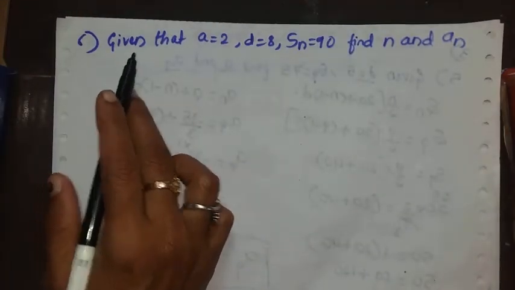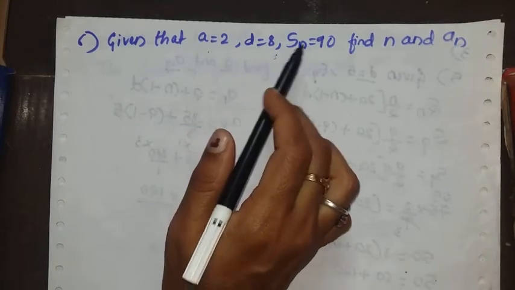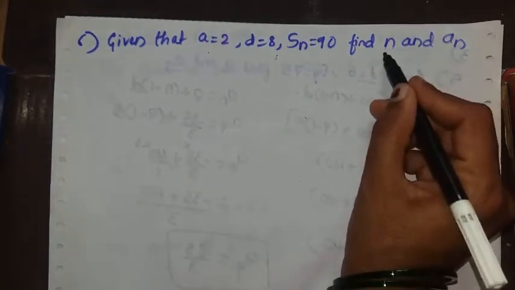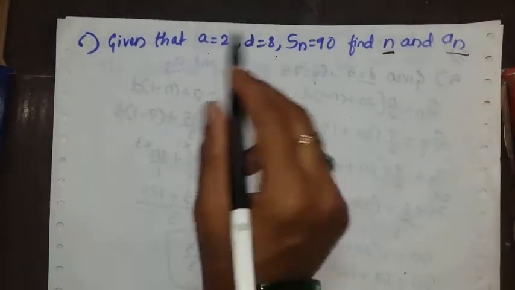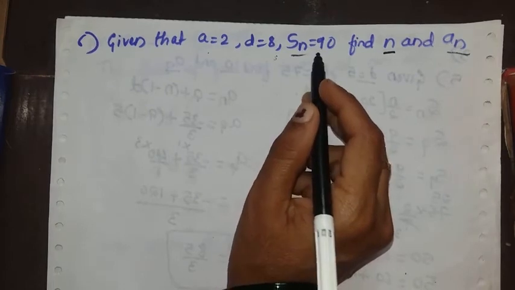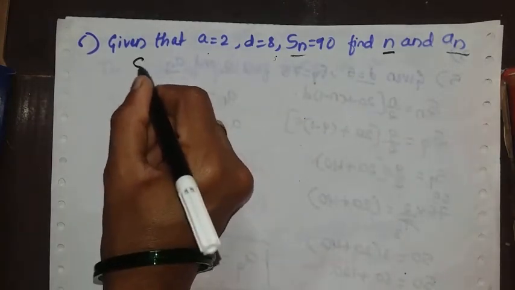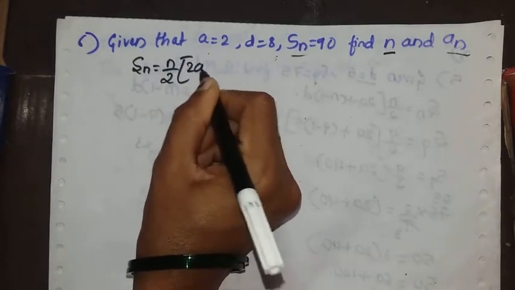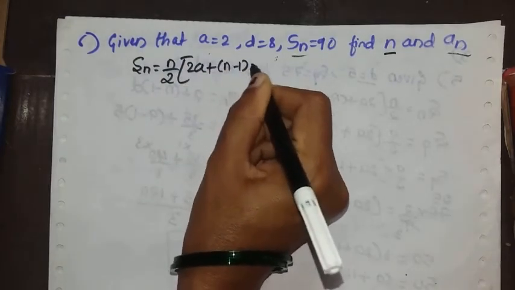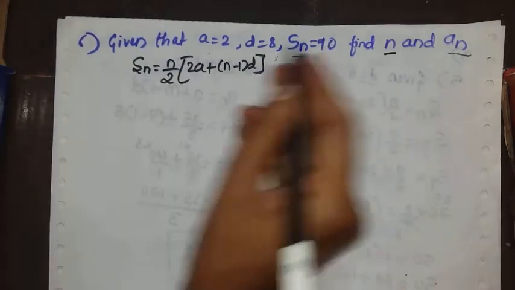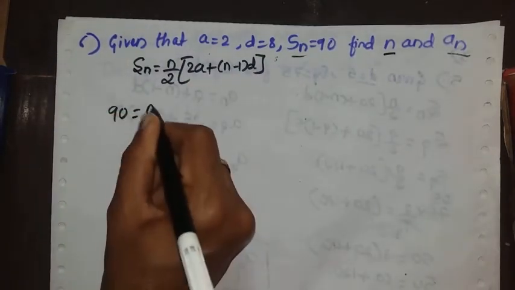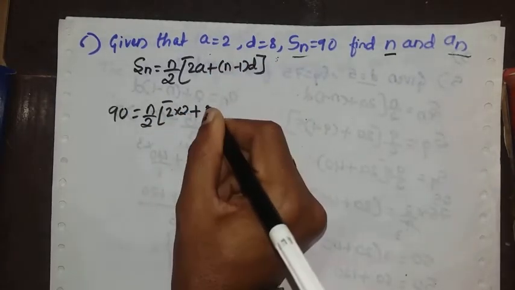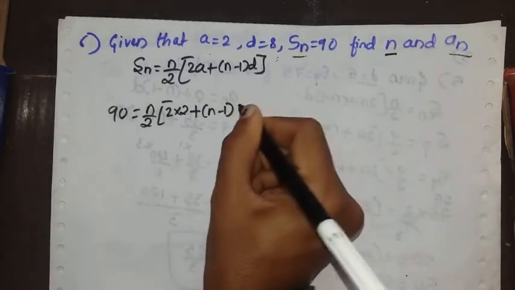The sixth question is: given that a equals 2, d equals 8, Sn is equal to 90, find n and an. First we need to find n and then an. Here they have given Sn, so we need to take the formula for Sn. Sn is equal to n by 2 into the bracket of 2a plus n minus 1 into d. Here Sn is 90, n by 2, 2 into a is 2, plus n minus 1 into d is 8.